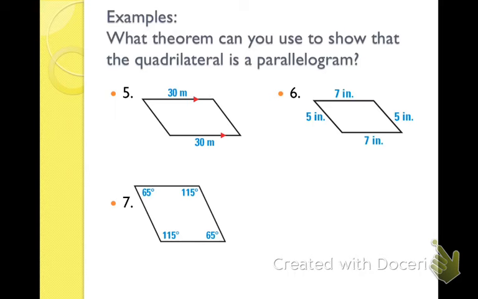Show both pairs of opposite sides. Oh wait, one pair of opposite sides are congruent. That's not enough. Just one pair of opposite sides being congruent is not enough. Kennedy? Congruent and parallel. Right. One pair of opposite sides is congruent and parallel. That's how 5 would be.